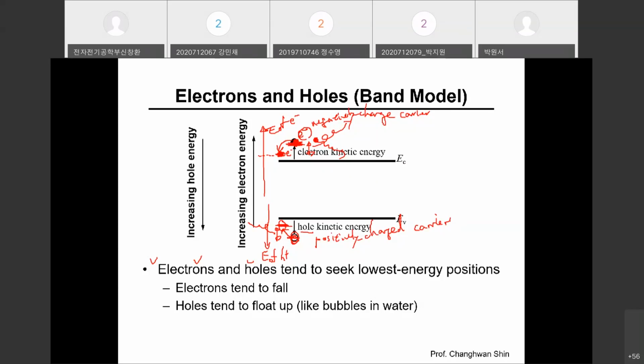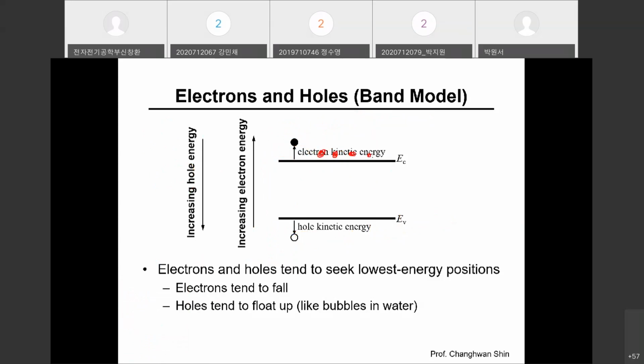Similarly, almost all holes would sit near the valence band edge, E sub V. You may have seen this in your undergraduate class: all the electrons are sitting near the conduction band edge, and all the holes exist near the E sub V valence band edge. Why is that? Because they want to have their energy state more stable, meaning they look for a lower energy state.